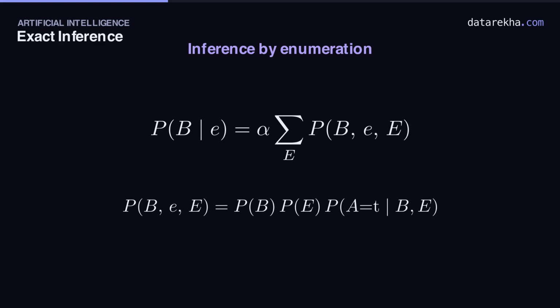So expand it. P of B times P of E times the alarm table, with the evidence, A true, pinned in. Alpha is nothing mysterious. It's simply 1 over the probability of the evidence, the normalizer that makes burglary true and false add up to 1. We'll pin down its value at the end.